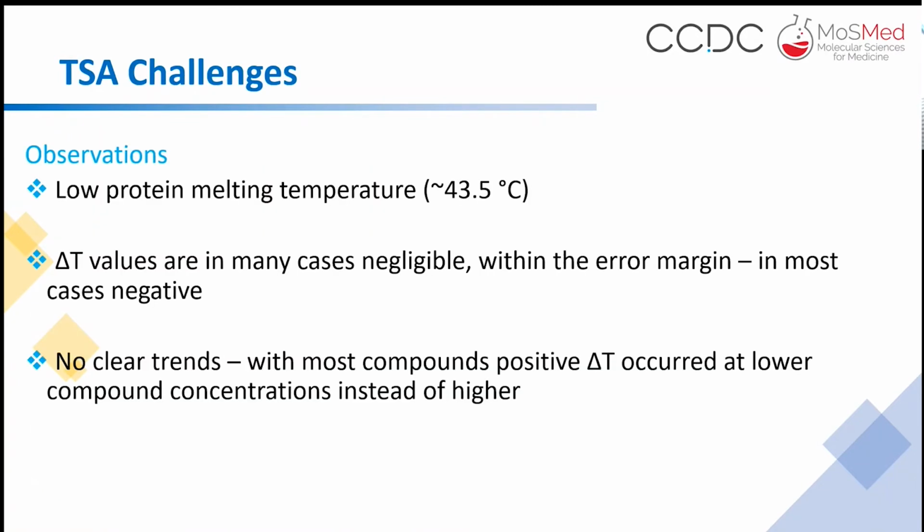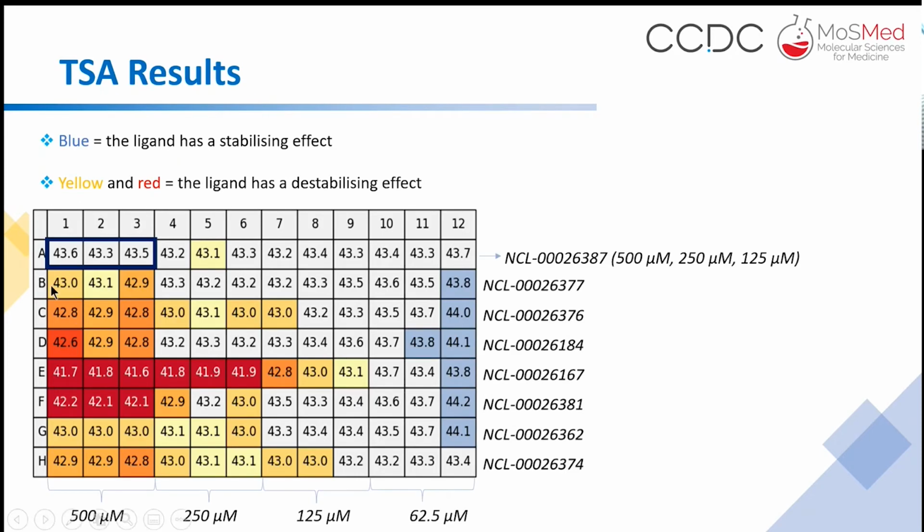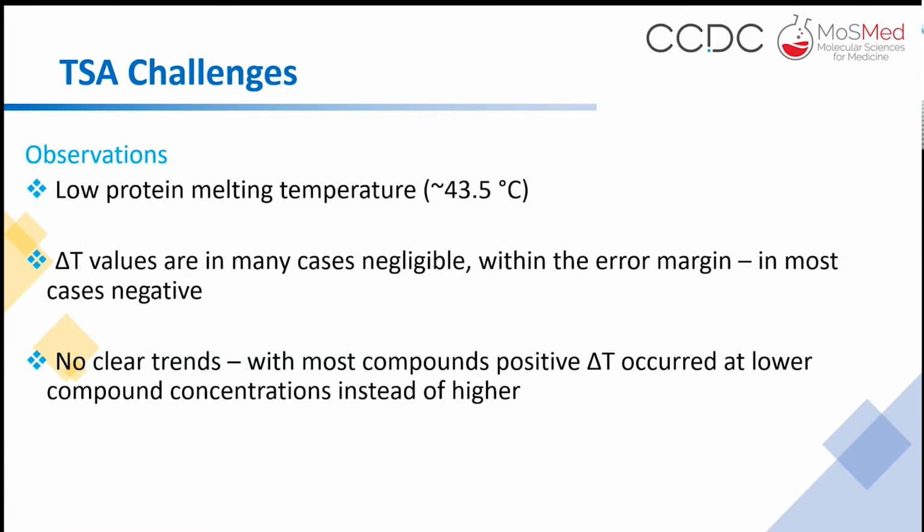When it comes to the results and the observations, I observed that generally glucokinase has a pretty low melting temperature, around 43.5 Celsius, which is relatively low compared to other proteins. And then also the delta T values in many cases were negligible. So for example, for B1, the temperature there was 43 degrees compared to 43.5, that's just a 0.5 degree difference, and that isn't a lot. And also overall, there were no clear trends that I saw from my TSA results.